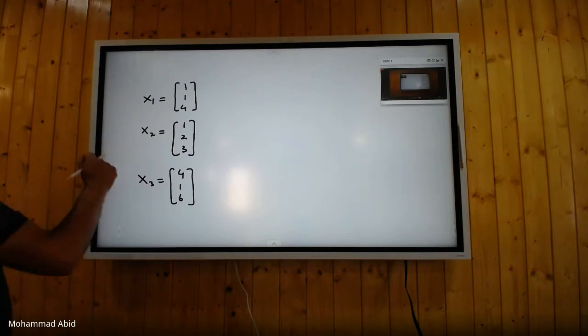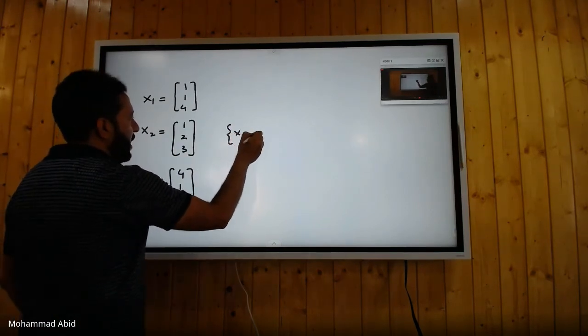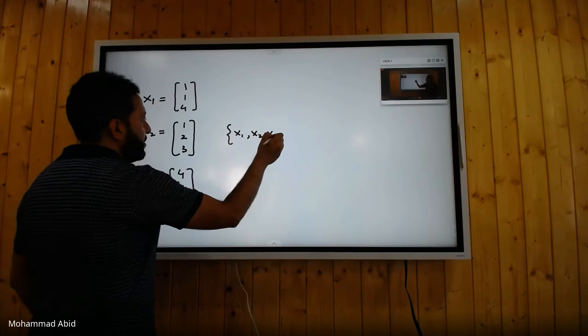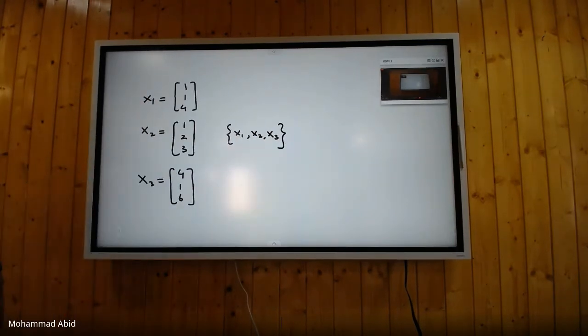So if I make a set of these vectors, like if I have three vectors, x1, x2, and x3, I have to see whether these vectors are linearly dependent or independent. I've already discussed this thing with you. How do we do that? How do we say whether a given set of vectors is dependent or independent?